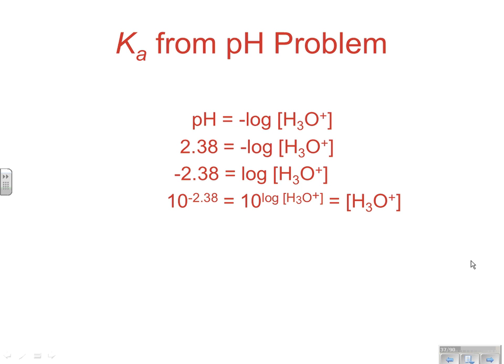So above your log key, we want the 10 to the x key. And don't forget, it's got to be negative 2.38. Otherwise, you're going to get a really large number, which we don't want, rather than a really small number. So don't forget to make it negative. So above the log key on your calculator is the 10 to the x key.